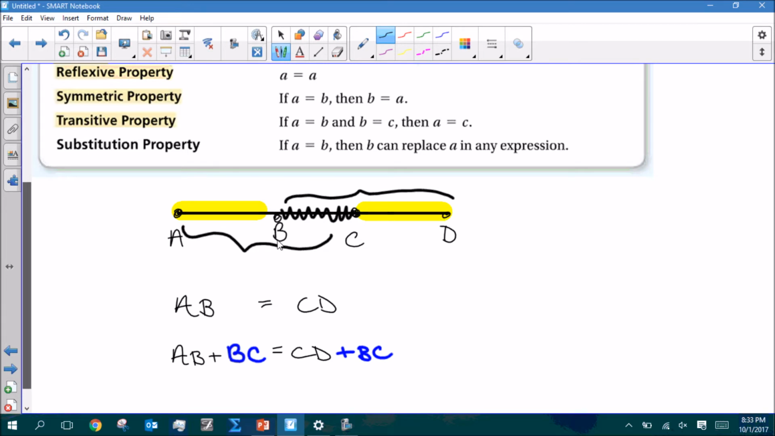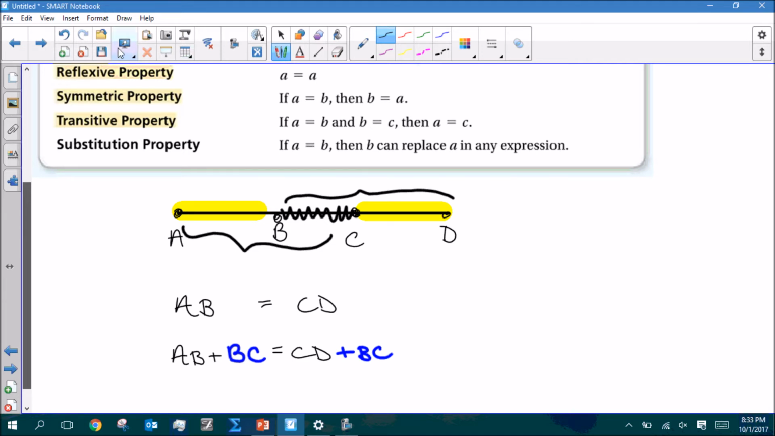Well, what we should know then is if I start with AB, the yellow segment, add the black to it, and on the right-hand side I start with the yellow segment and add the black BC to it, those two results, when I'm done, should still be the same. I've added the same amount to both sides, regardless of what BC was.